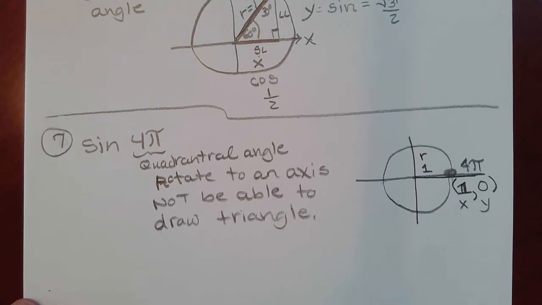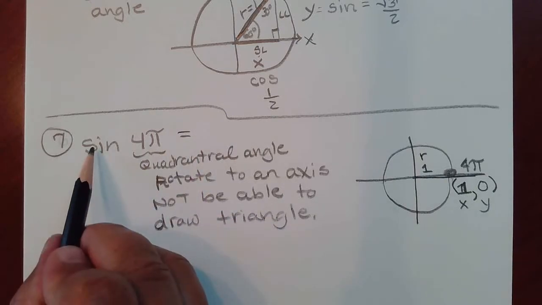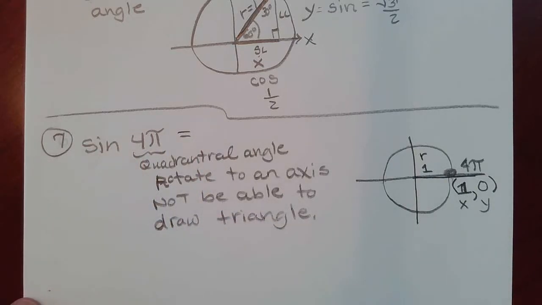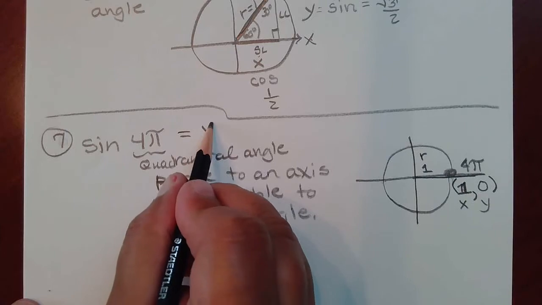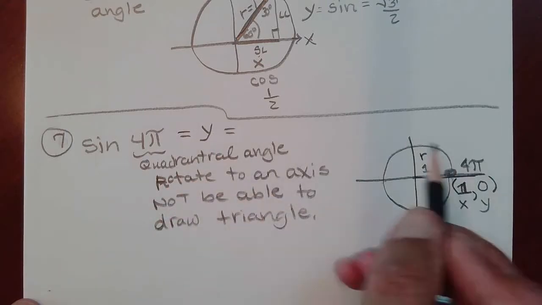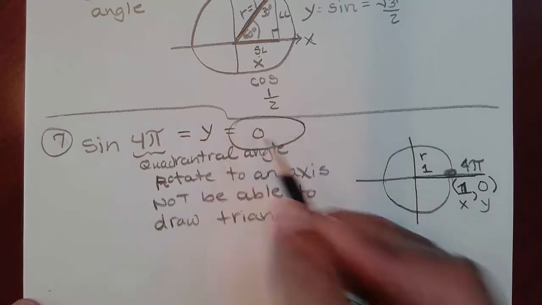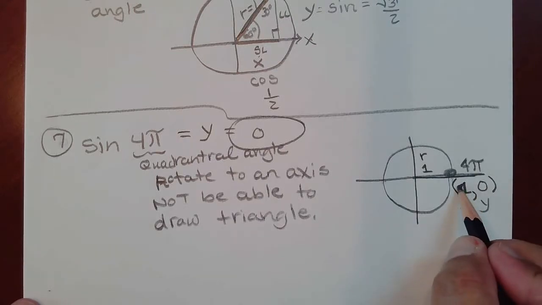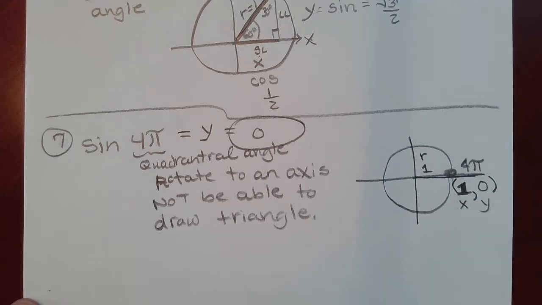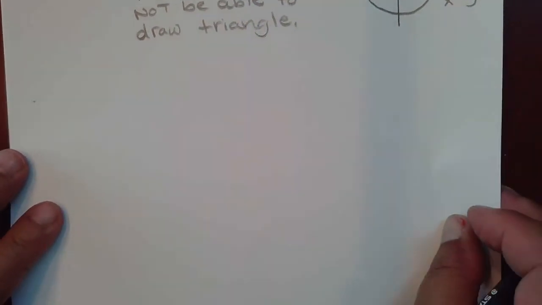And specifically, the question here is, what is the sine value at 4 pi? Sine is defined as your y value. Your y value is 0. So that's your answer right there. Just going into a lot of explanation about what it means to draw a quadrantal angle.